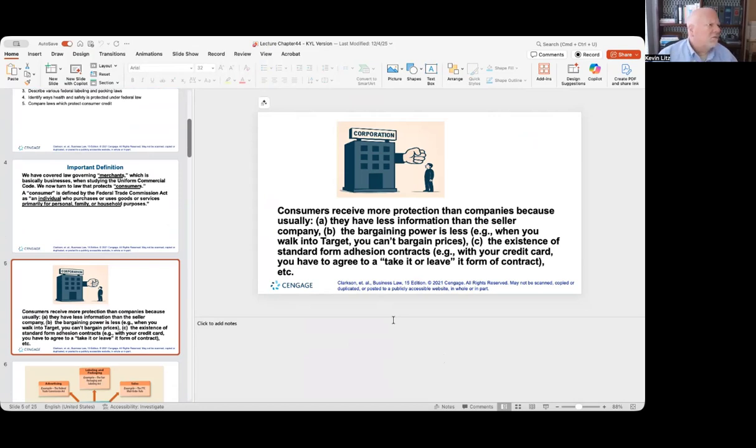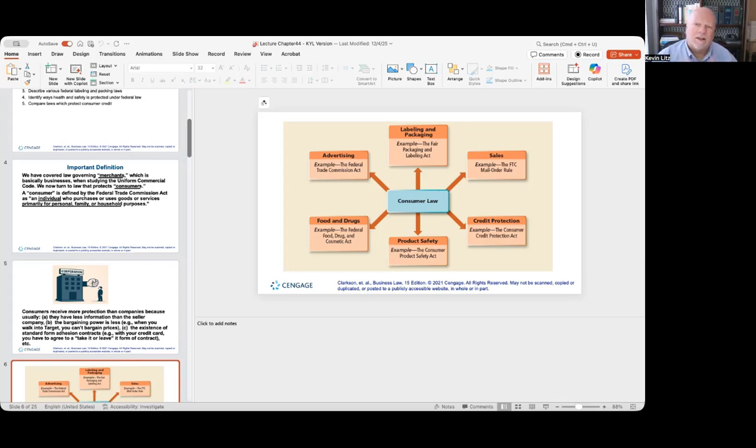Why do consumers receive greater protection than just two companies? Well, obviously, when you walk into Walmart, you usually have less information. You don't have an engineer on staff checking the specifications of what's being sold to you. Your bargaining power is far less than that of Walmart. It's not like I can say, I only want to pay $20 for these pants. And standard adhesion contracts, if you use a credit card, something like that, it's take it or leave it. You buy based on their terms. For that reason and others, and again, we're talking about U.S. law here, but there are similar laws throughout the world, specific consumer laws protect consumers, consumer protection laws. I think that's a better term.